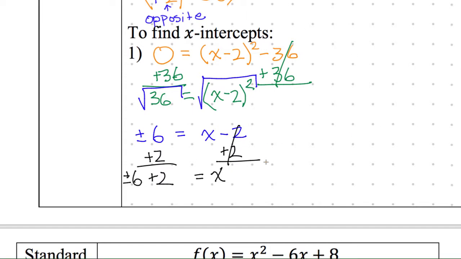So from there, I have two answers. My first answer is positive 6 plus 2. My second answer is negative 6 plus 2. So the first answer would be equals 8, and then the other one is -4. Thank you, Sam.